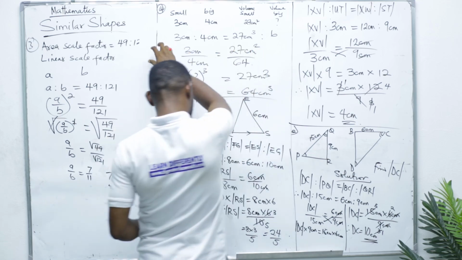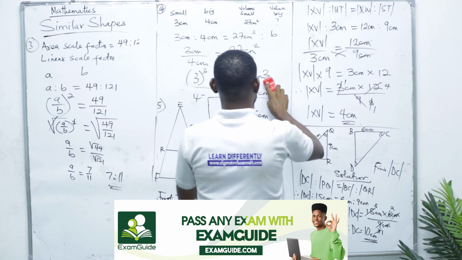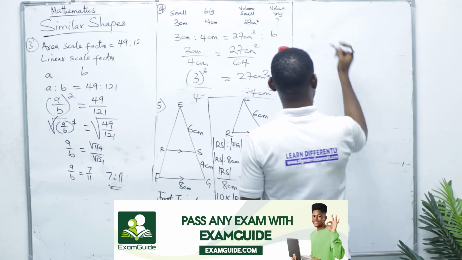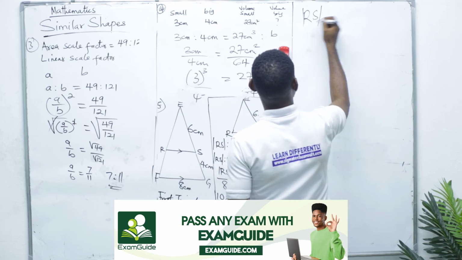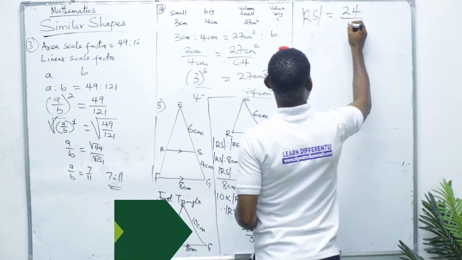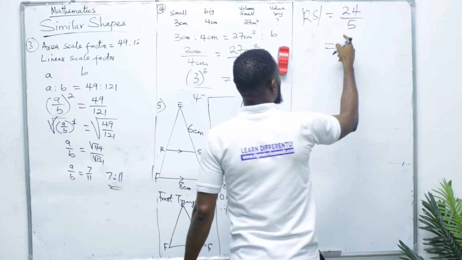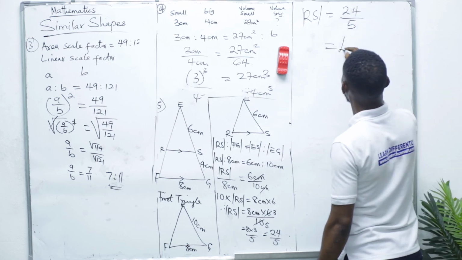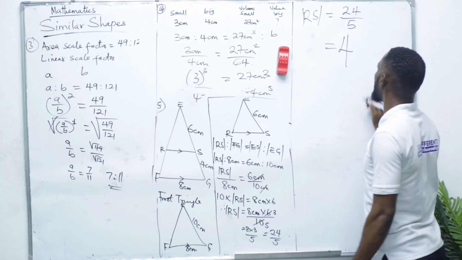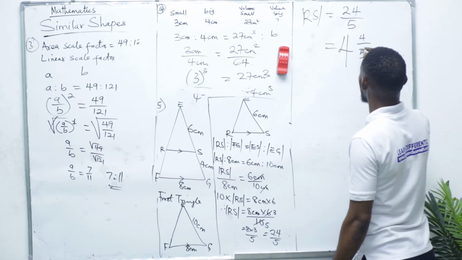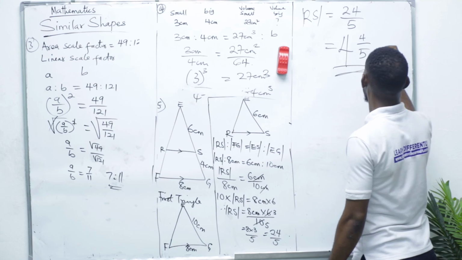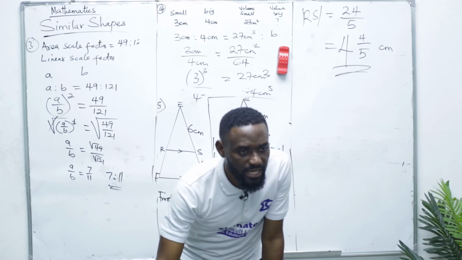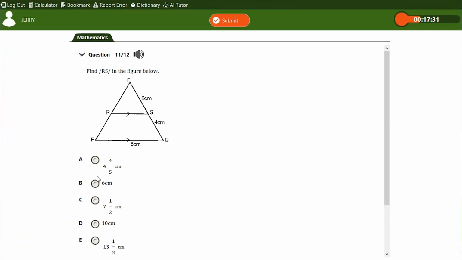Okay, so let's finish that here. We have RS to be equal to 24 divided by 5. So 24 divided by 5 will go 4 places, with a remainder of 4 over 5. That is 4 whole number, 4 over 5 cm. That is option A as the correct option.